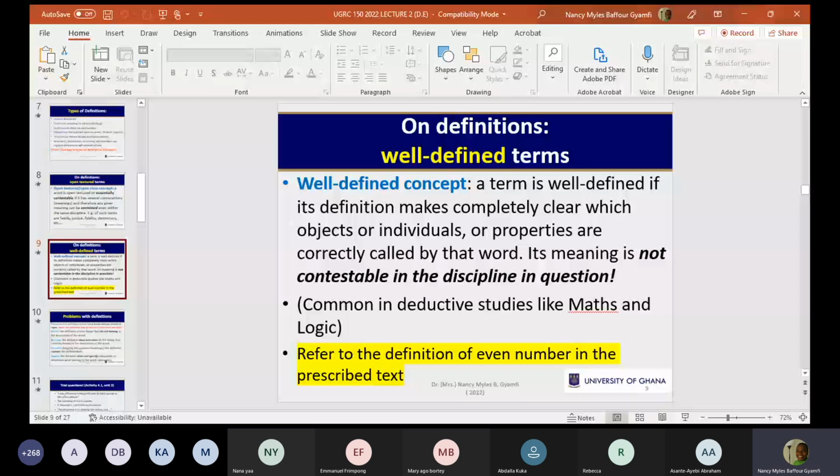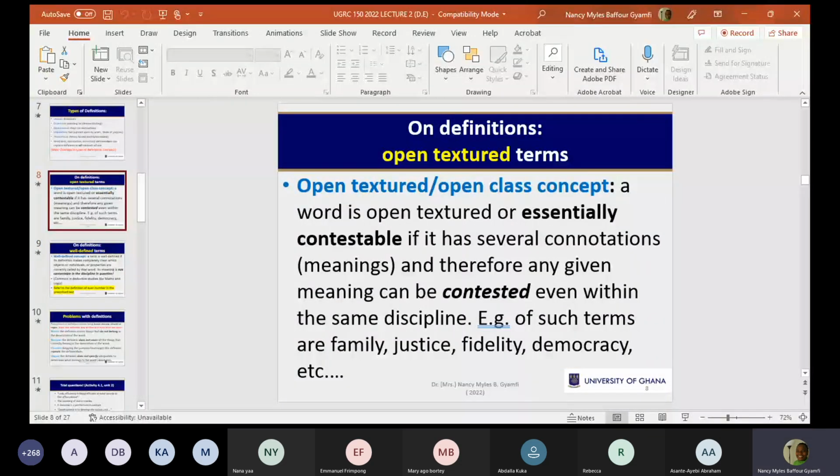Whereas open class concepts, as we have them on the screen, allow for different viewpoints. That's why we say they are essentially contestable terms. They are words whose meaning you can contest. So for me, family may be my sister. For another person, family may be a friend who has stood by her. For someone, family is their foster parent. The real parents, they didn't even meet them, so they can't call them family.